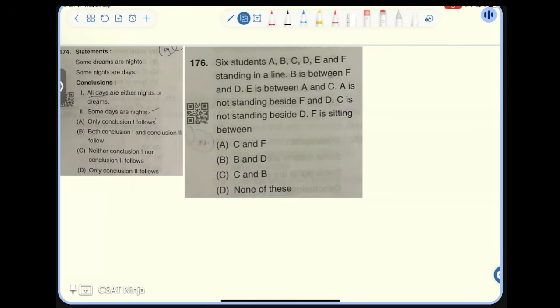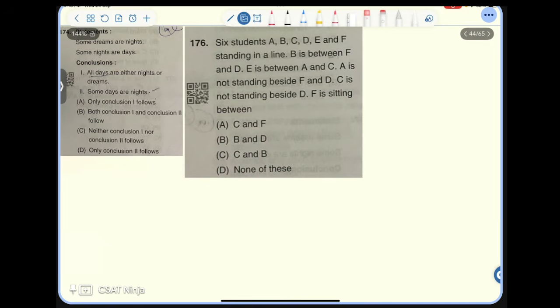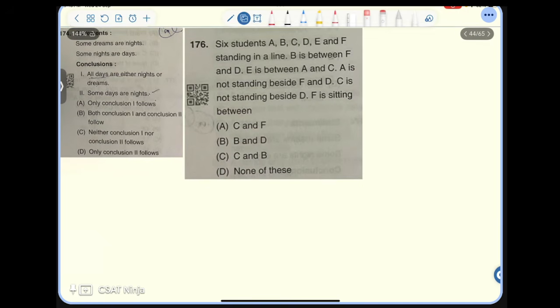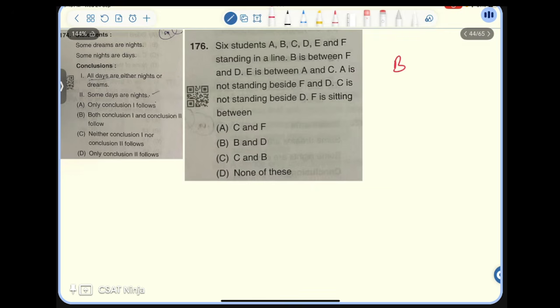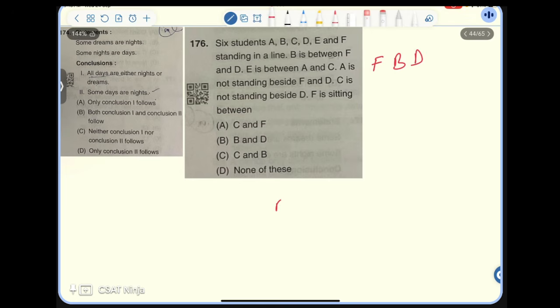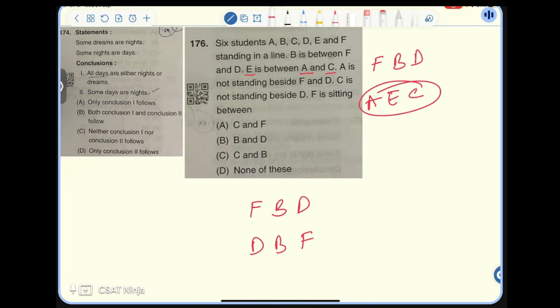7 students, A, B, C, D, E, F, and G, standing in a line. The question says B is between F and D. So I can write 2 statements here. B is between F and D. F can be this side or D can be this side. 2 options. Next, E is between A and C. Okay, E is between A and C. I'll just keep it for now.